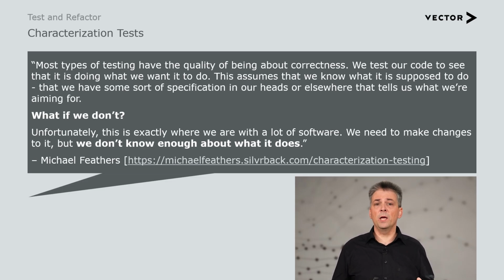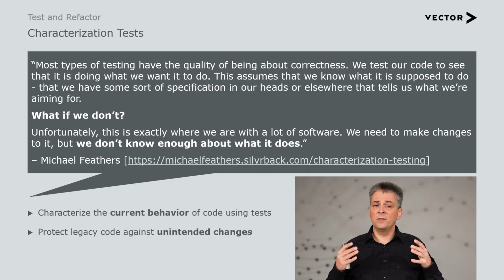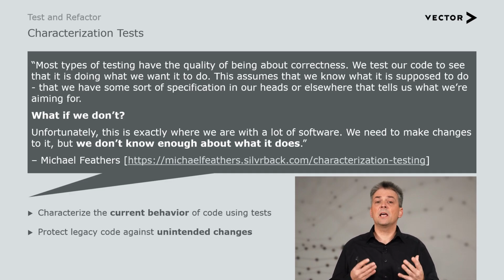Unfortunately, this is exactly where we are with a lot of software. We need to make changes to it, but we don't know enough about what it does. And this is where he introduces this term of characterization tests. Characterization tests are specifically made to characterize the current behavior of code using tests. And they are made to protect legacy code against unintended changes. So the first thing we have to do is create characterization tests to capture the current behavior of the code, and then we can modify the code and see if the effects were intended or not.